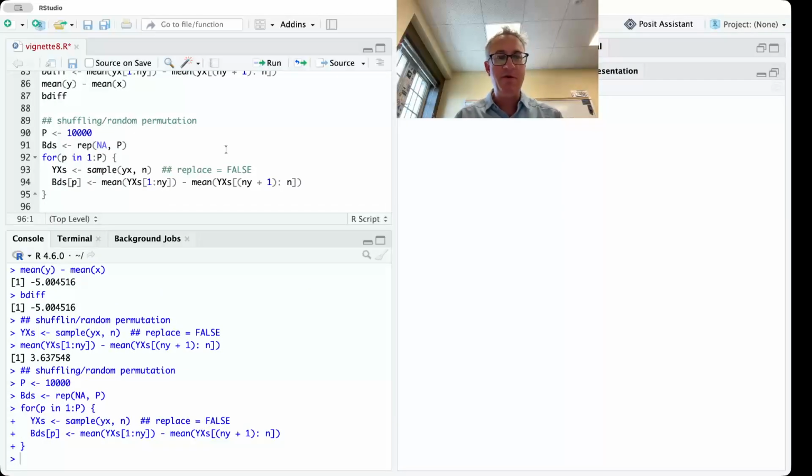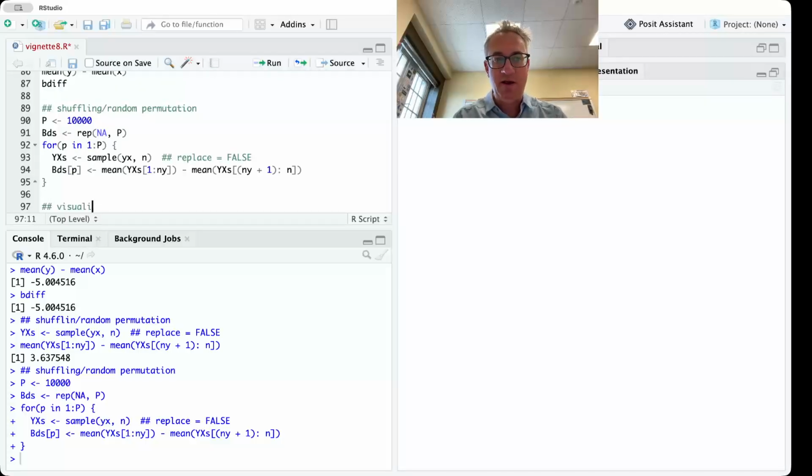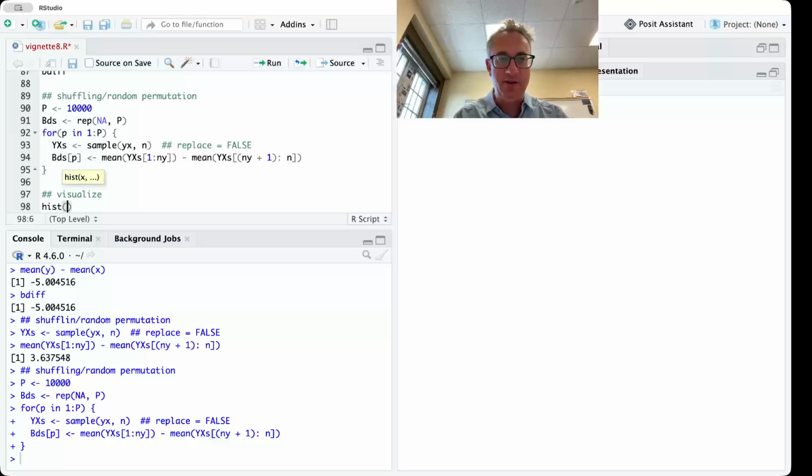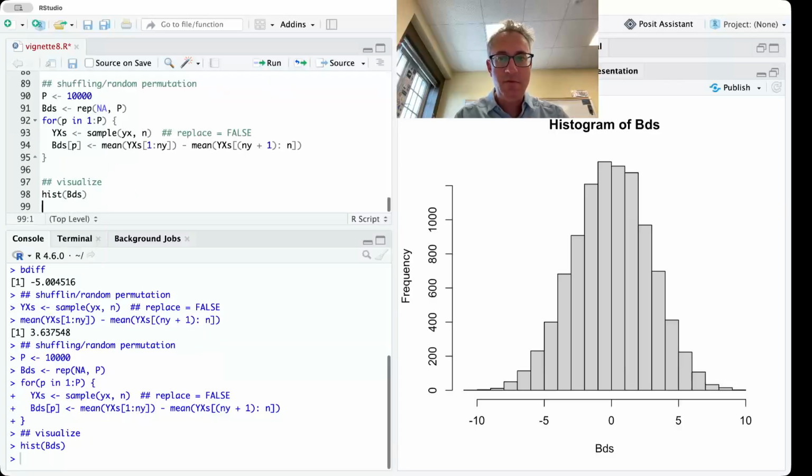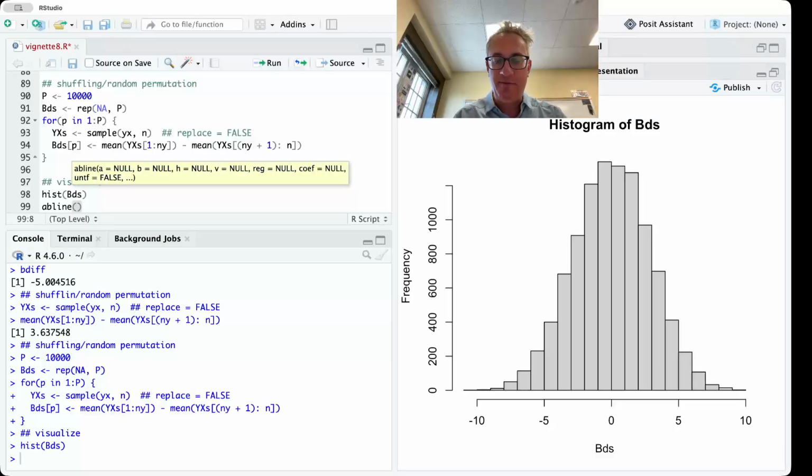Now I've got a big simulation of all the permuted differences in X bar and Y bar, and I can visualize them in the usual way. I always like the histogram. Okay, so those are what I get, and then I can put on what I calculated from the data.